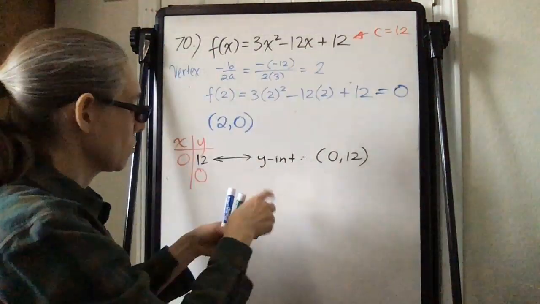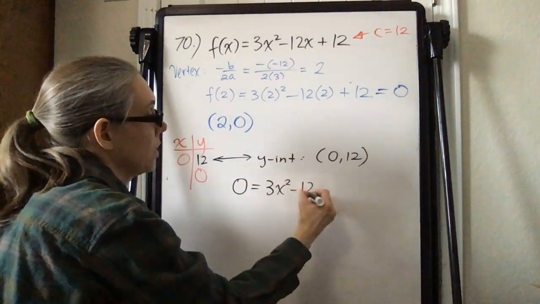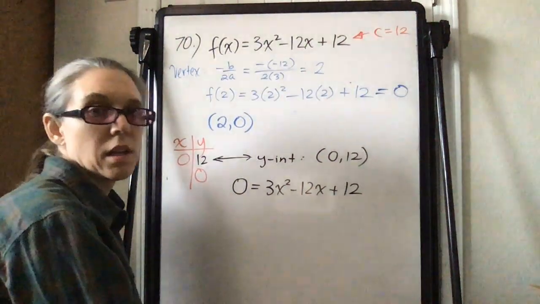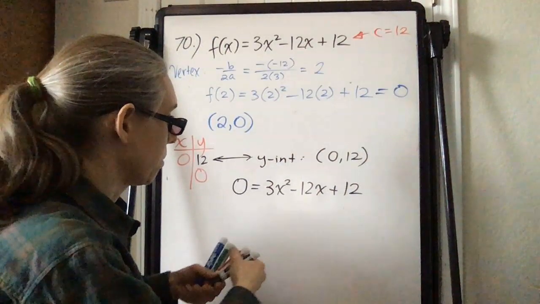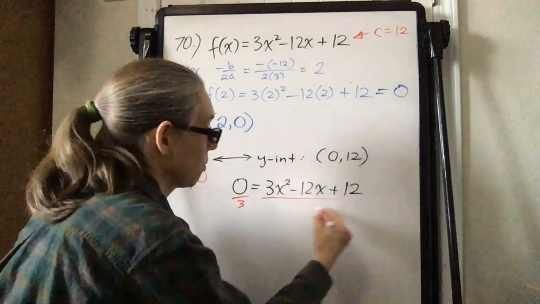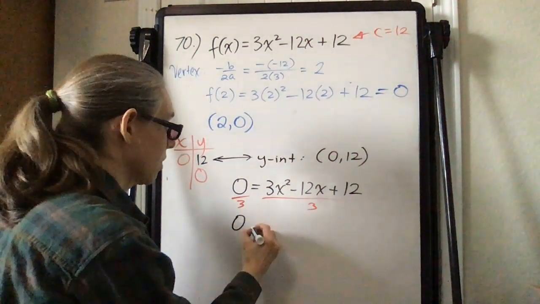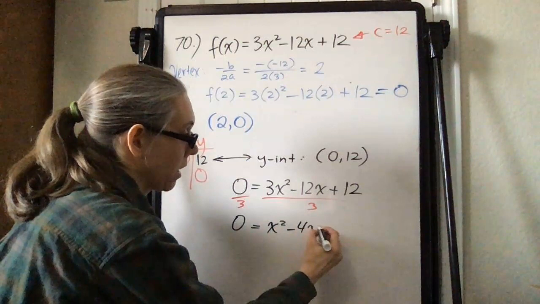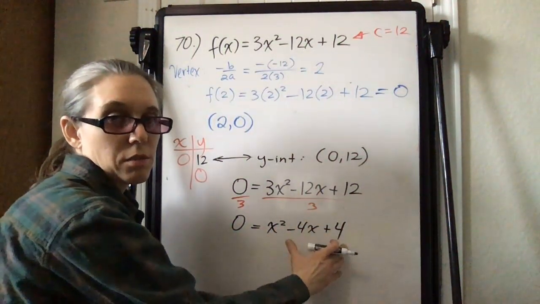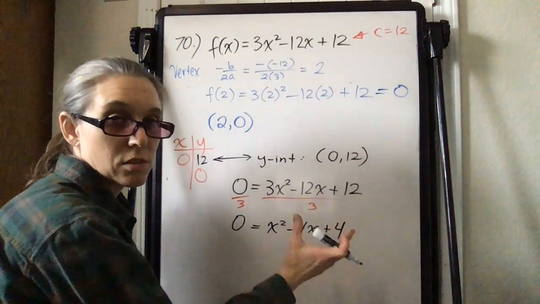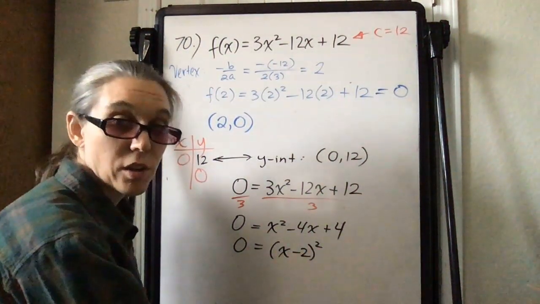And then to figure out the other intercepts, the x-intercepts, we plug in 0 for y. So up here, we rewrite this as 0 is equal to 3x squared minus 12x plus 12. We have a GCF of 3, so if you want, you can divide both sides by 3, and this will make it a little easier. So that gives us 0 is equal to x squared minus 4x plus 4. And then we want to ask, are there two factors of 4 that add up to 4? Yes, 2 and 2. This actually ends up being a perfect square trinomial.